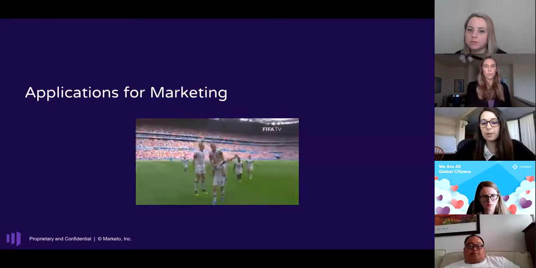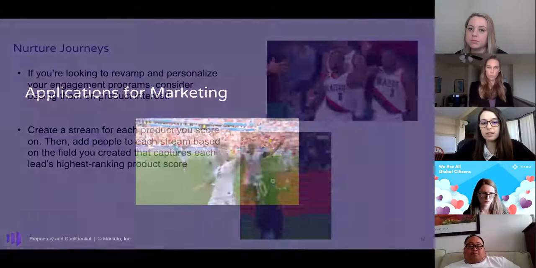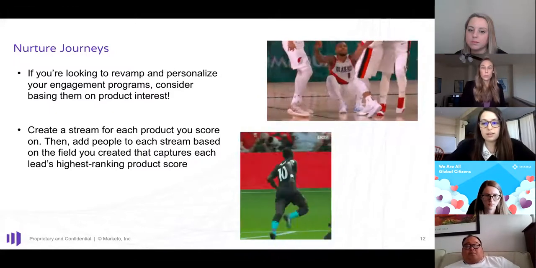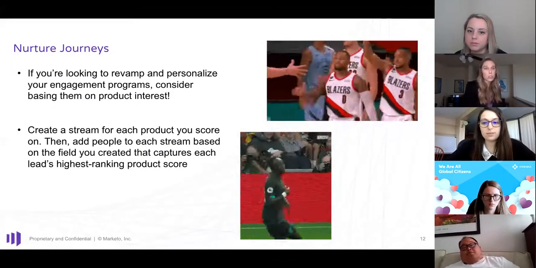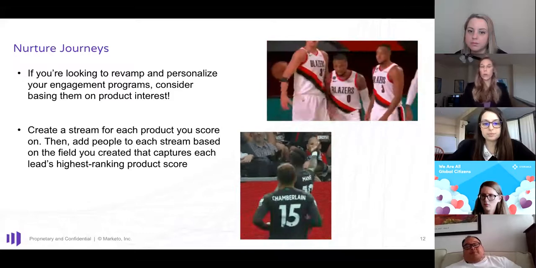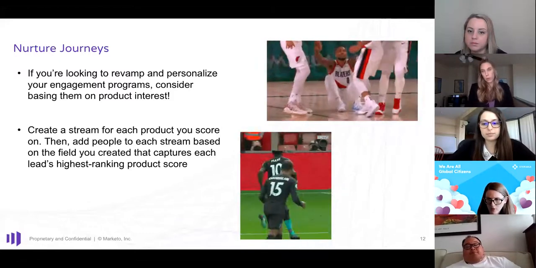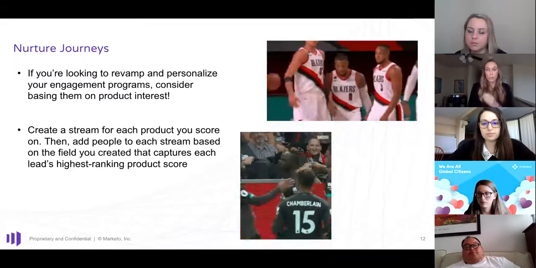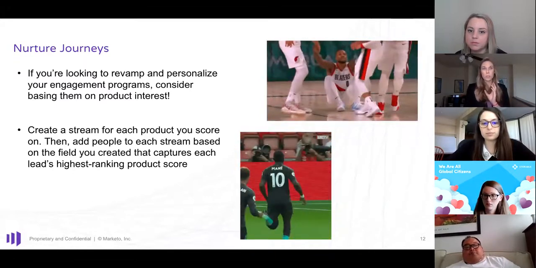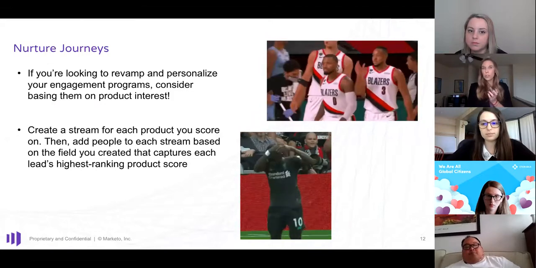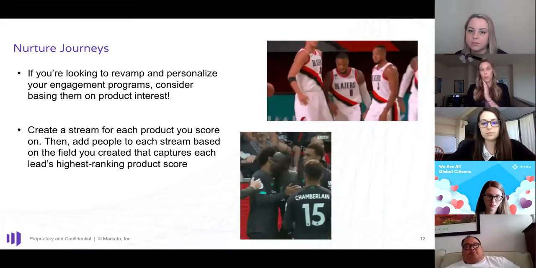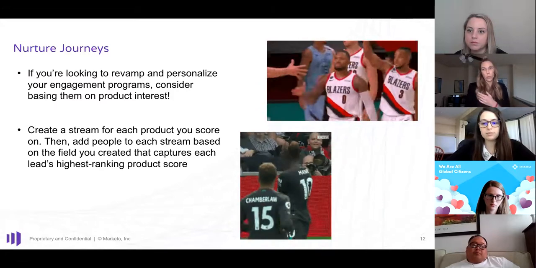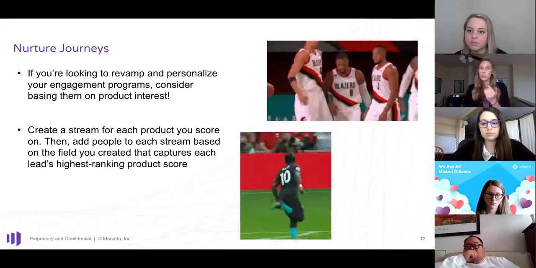So what are the applications for marketing? The first one that's really simple and an easy win is looking at your nurture journey. So if you want to revamp and personalize it from a product interest level, you can actually just go ahead and base it off that. One thing we've done is split the actual nurture into the products. And then that way, when they're coming in, if they have an interest score, you can pipe them directly into that nurture program that they show the top interest for.